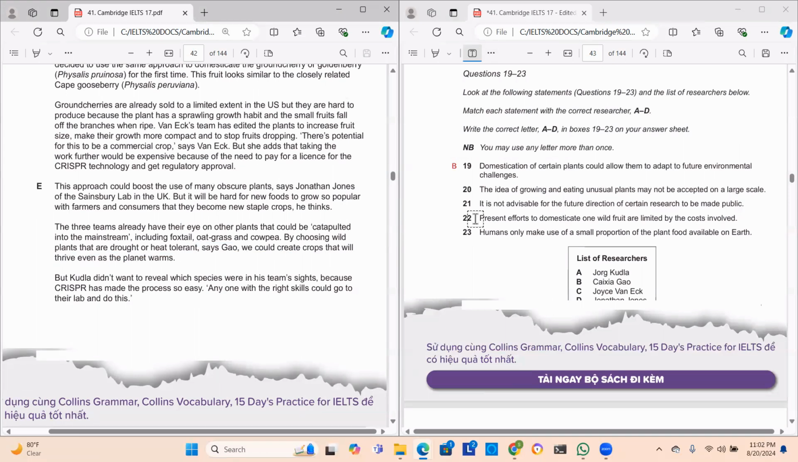Right. Next, let's read the next statement. The idea of growing and eating unusual plants may not be accepted on a large scale. I think we have read this in the recent paragraphs only. It may not be accepted on a large scale. Why?